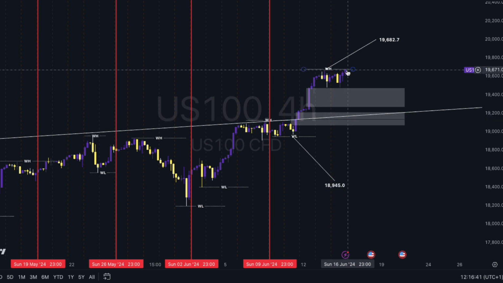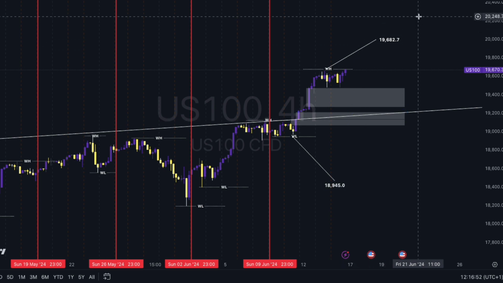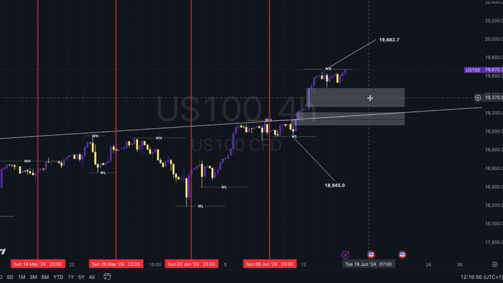So should price make its way down here, okay, and not violate this weekly low, it is fair to assume that you can put in your longs in this position over here to ride it to the upside. Okay, that is an opportunity that you could take if it does present itself.